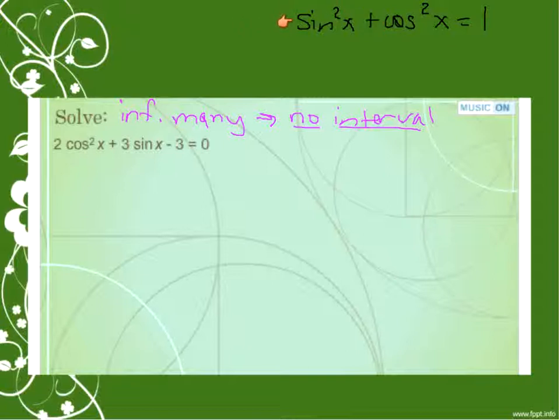So here's what we're going to do. We're going to solve this trig identity to get cosine squared x by itself. So let's all move our sine squared x to the other side.